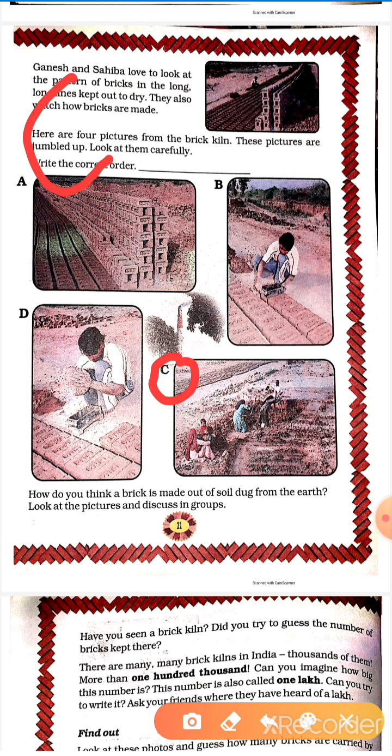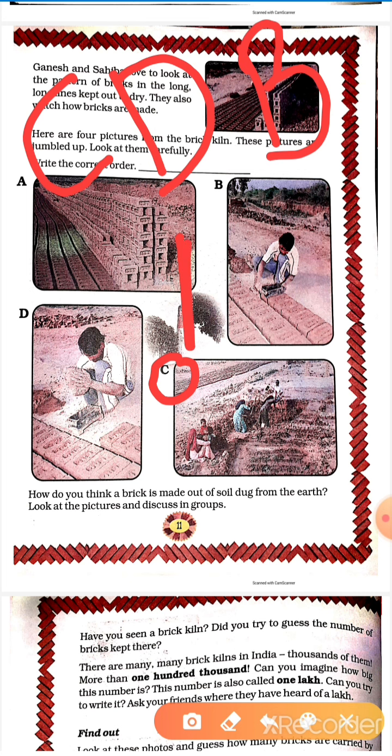Then you can see dig will come. Then that mud is given a shape. Then they are properly arranged. Proper pattern is given. Then they are kept to dry. So the jumbled pictures are arranged like this: C, D, B, A.